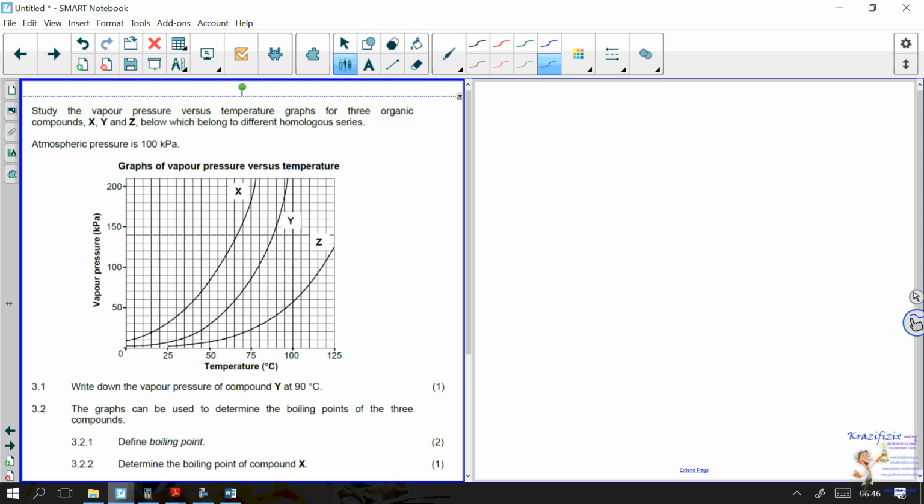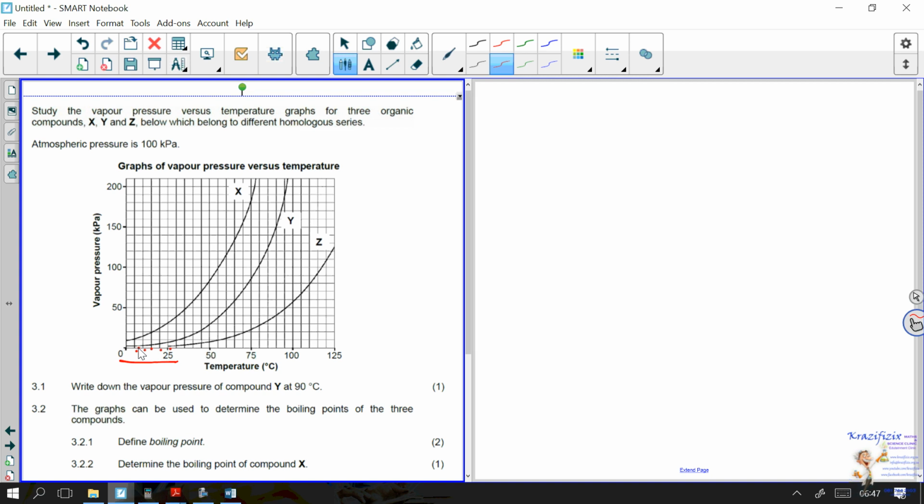Okay, all we need to do here is to come and read our graph. Now, we need to know the calibration. This is 0 and then 25. You need to quickly check how many boxes you have. 1, 2, 3, 4, 5. And the range here is 25. So each box stands for 5.